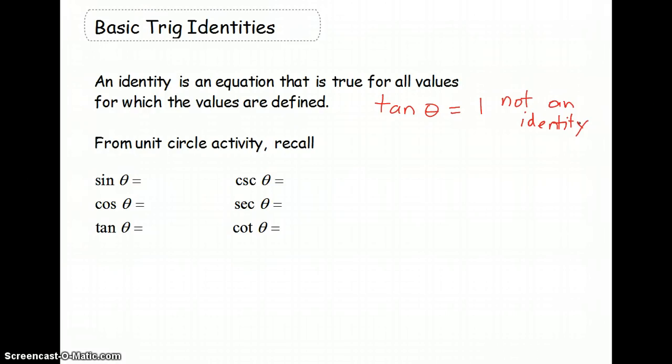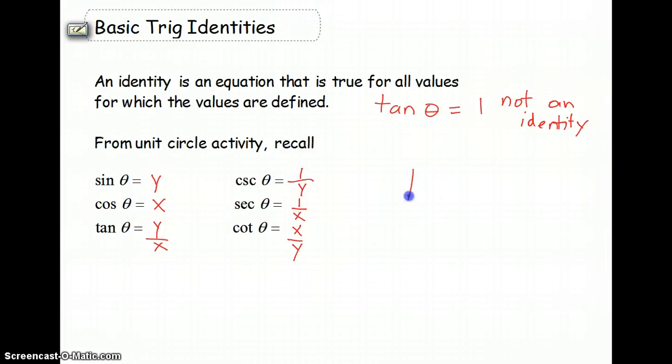So before we start looking at what a real identity is, we're going to recall from our unit circle. Remember that in a unit circle, r was always 1. So we learned that the sine of theta was y over r. But if r is 1, we can say that our sine of theta is just y. Cosine of theta was x over r, but if r is only 1, then I can write it as x. Tangent's not going to change, it's still y over x. Cosecant is usually r over y, so I'm going to put it as 1 over y, replacing the 1 for r. Secant will be 1 over x, and cotangent will be x over y.